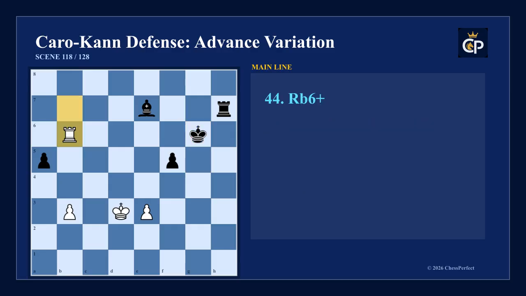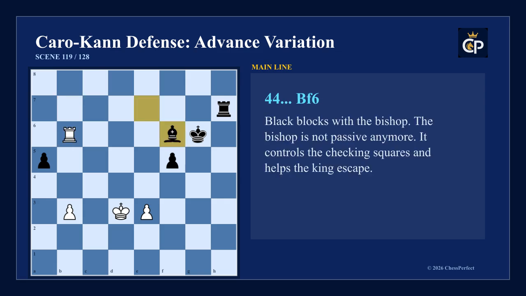Rook b6, check. Bishop f6. Black blocks with the bishop. The bishop is not passive anymore. It controls the checking squares and helps the king escape.